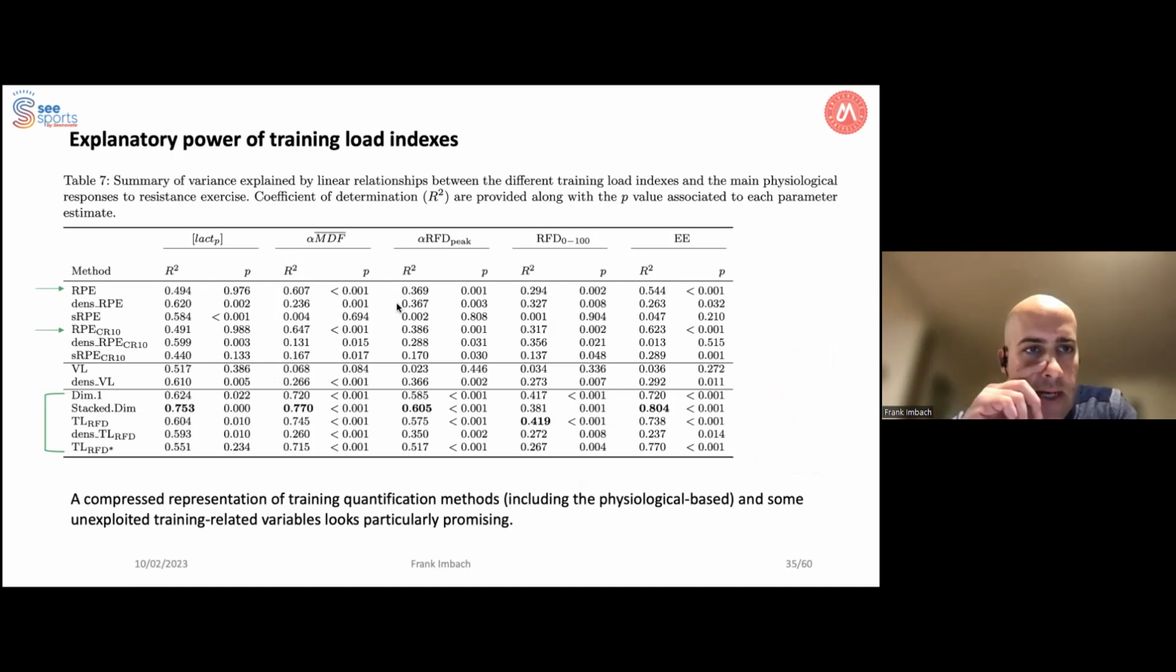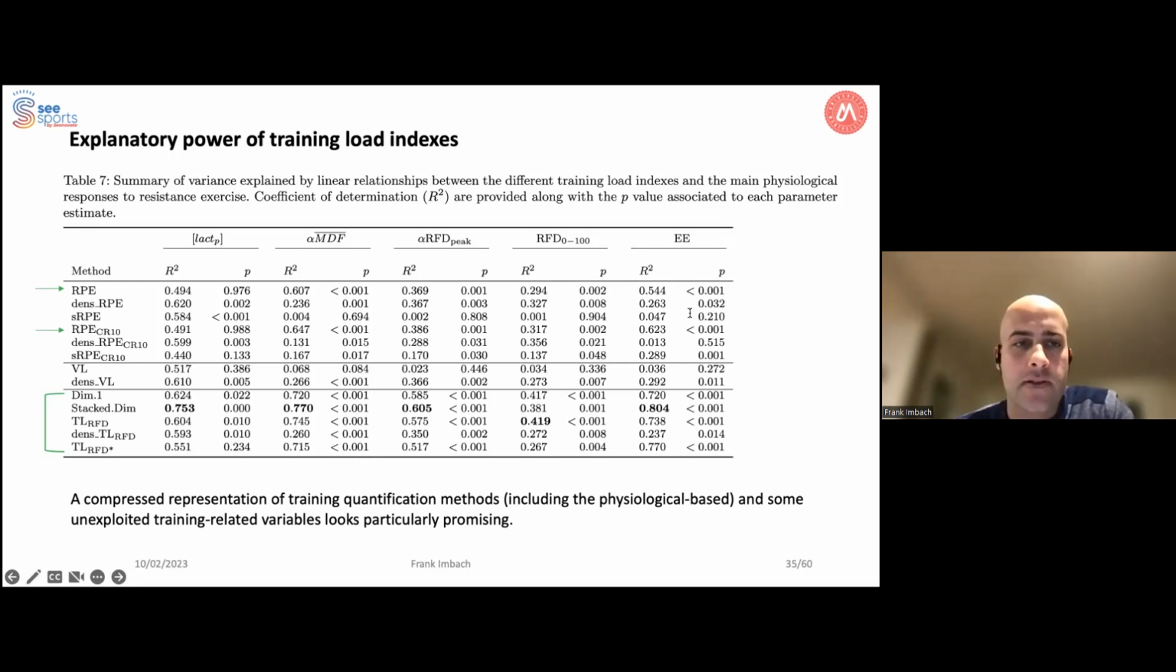And if you look at the explanatory power of training load indexes in this table, we see that at the top of the table we have the subjective measures, RPE and the category ratio, which are likely better for estimating physiological adaptations in a linear way. Whereas session RPE definitely failed in this task.